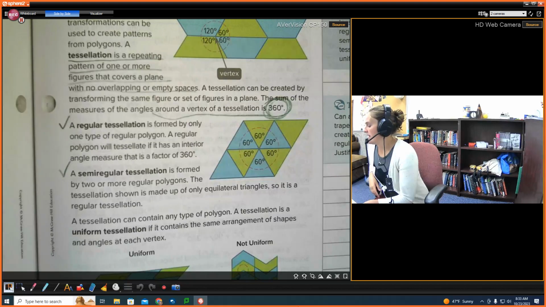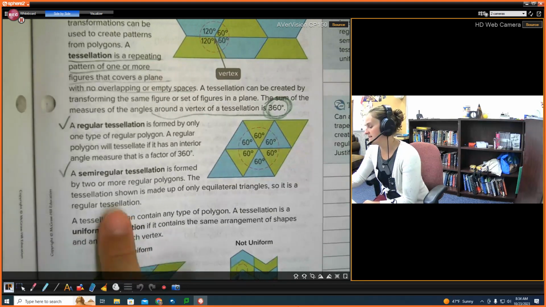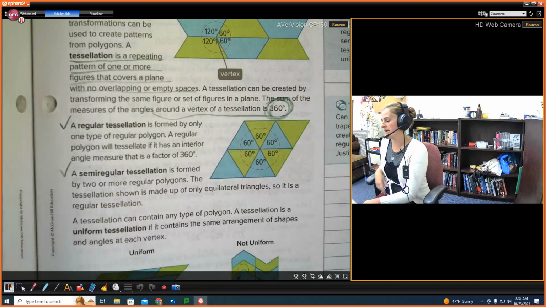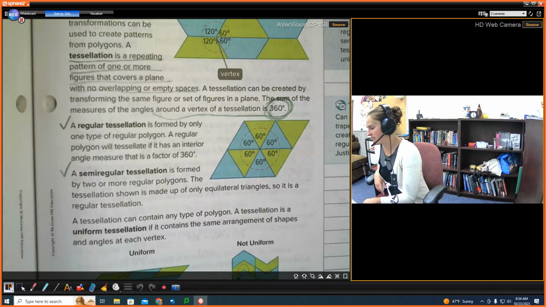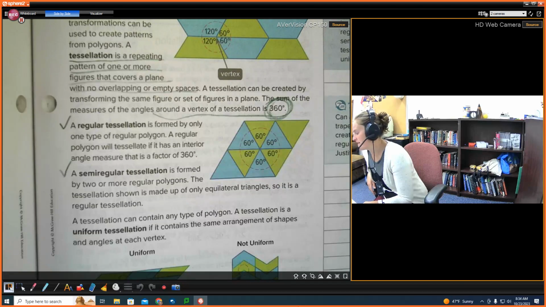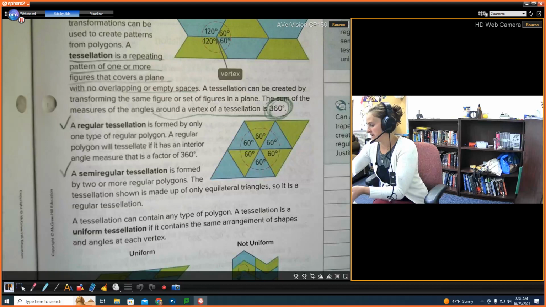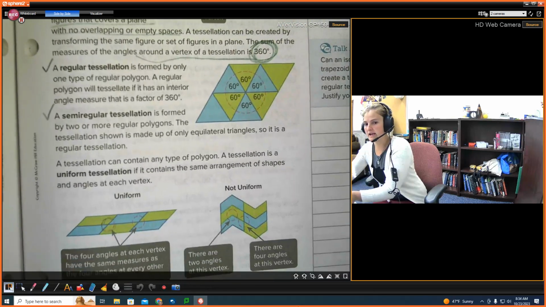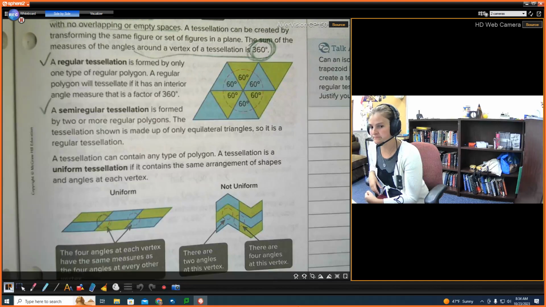Okay. And regular tessellations mean regular polygons, meaning they all have the same size sides, and same angles. Okay, a semi-regular tessellation is formed by two or more regular polygons. The tessellation shown is made up of only equilateral triangles, so it is a regular tessellation, not a semi-regular tessellation. A tessellation can contain any type of polygon. A tessellation is a uniform tessellation if it contains the same arrangement of shapes and angles at each vertex. Okay, so down at the bottom it shows you an example of uniform versus not uniform.